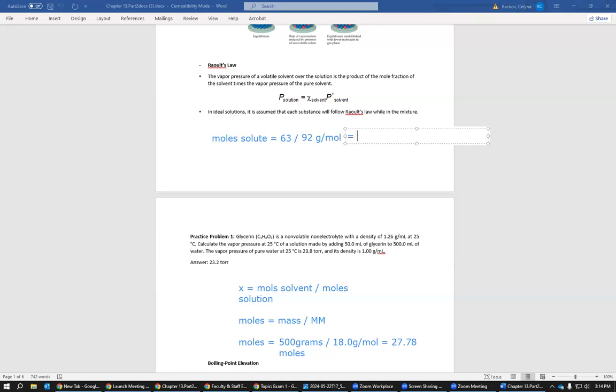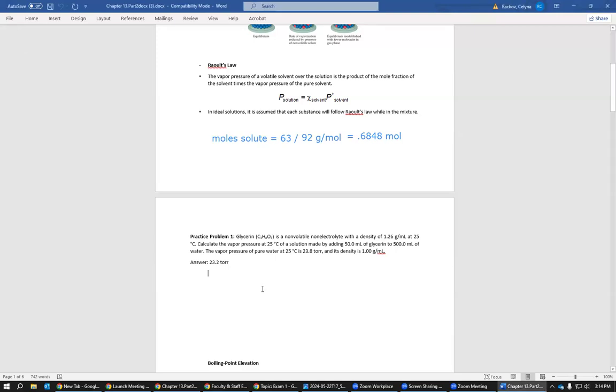63 divided by 92, it is 0.6848 moles. Okay, so to calculate the mole fraction here, let me clean here.